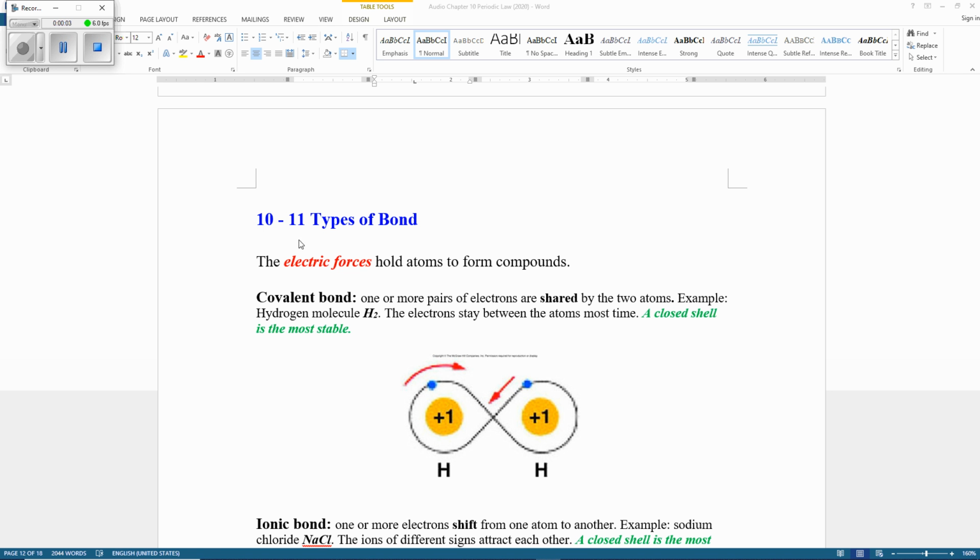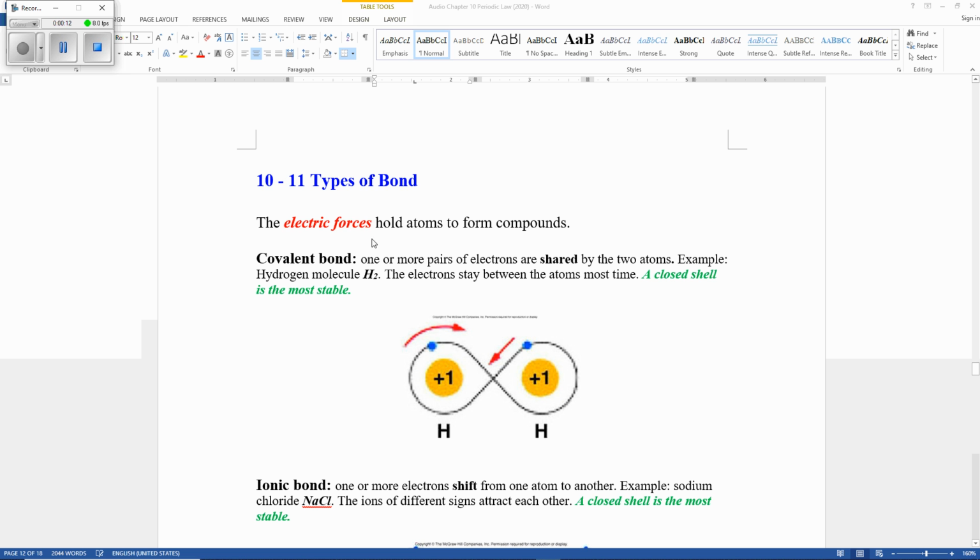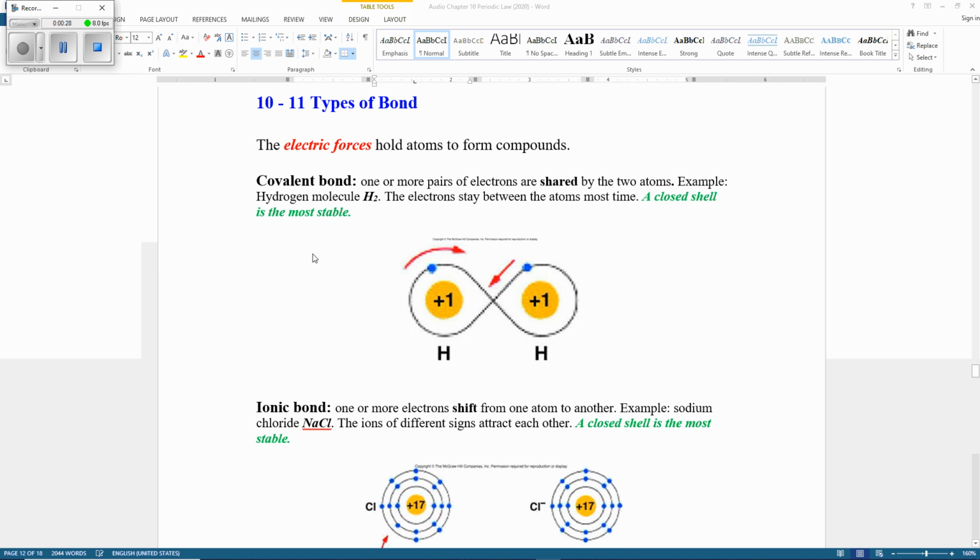Chapter 10, Section 11, types of bond. In this section, we're going to study how atoms or elements combine to make compounds. What kind of force holds different elements, atoms together? That's electrical force. But we have a special name, and there are basically two types.